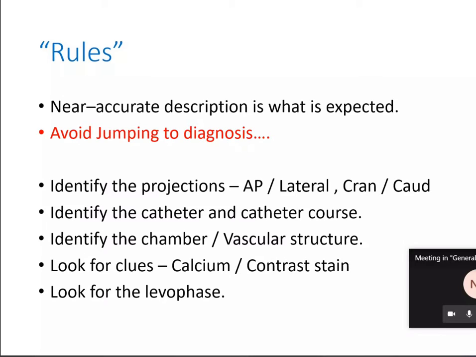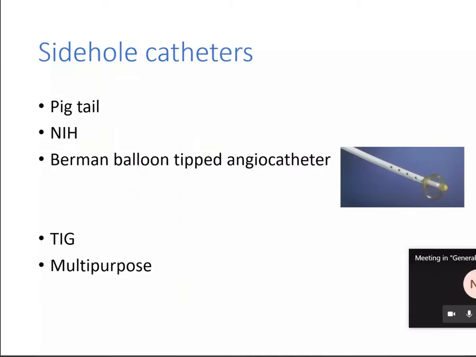Identify the catheter and the catheter course. Identify the chamber or the vascular structures, and look for clues like calcium, contrast stain, etc. And look for the levo phase. The levo phase is when the contrast is injected into one of the chambers, it goes through the pulmonary artery and comes back and shows the other side of the vasculature. That is the levo phase. You have to look for that. That is how you come to a diagnosis.